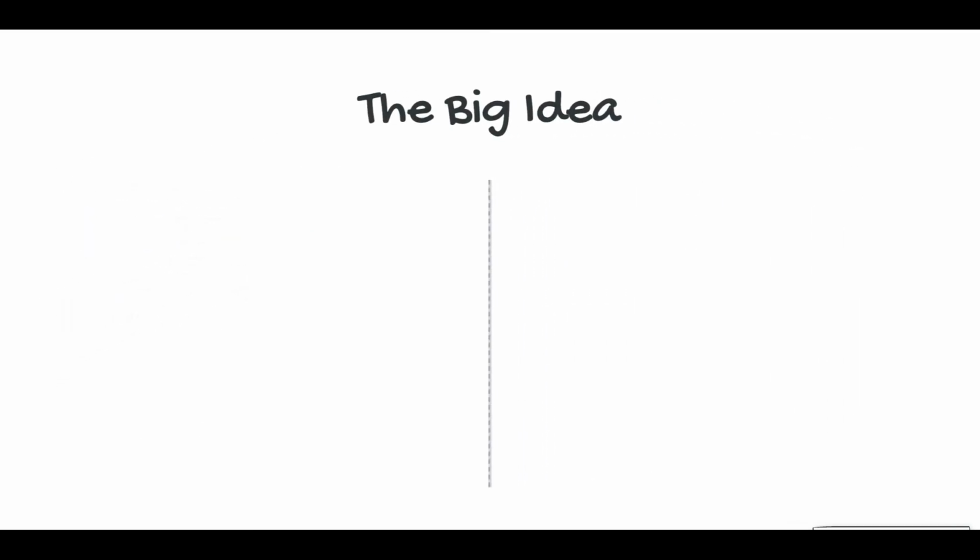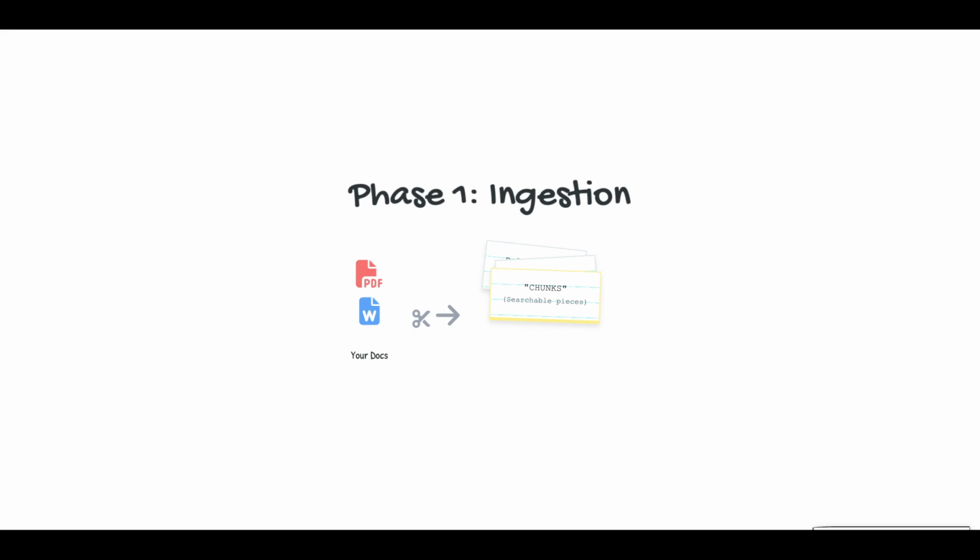Now, here's the big idea. RAG works in two phases. The offline phase prepares your data. The online phase uses that data when someone asks a question. Phase 1. Offline. Ingestion. First, we take your real documents, PDFs, Word files, policies, and wikis. We break them into smaller pieces called chunks. Think of chunks like small note cards, organized, searchable, and ready to use.